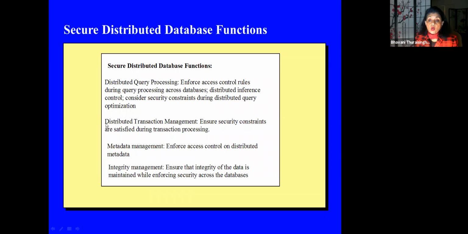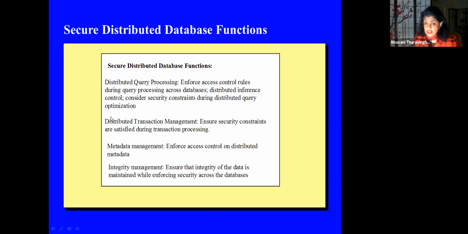Okay, so secure distributed database functions, when you bring security into this. Query processing, of course, we have to enforce access control rules during query processing, like query modification, which I mentioned in my earlier presentations, across the databases, right? So all the queries are modified according to policies. The modified queries are posted in the local databases. The results are obtained and given to the user.